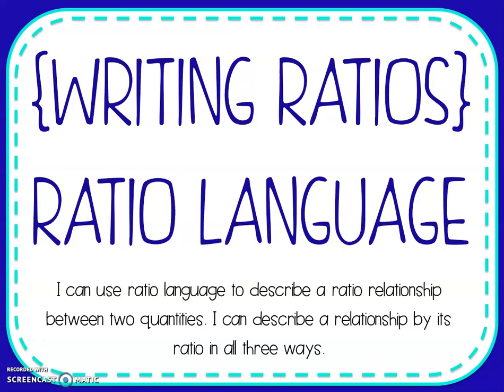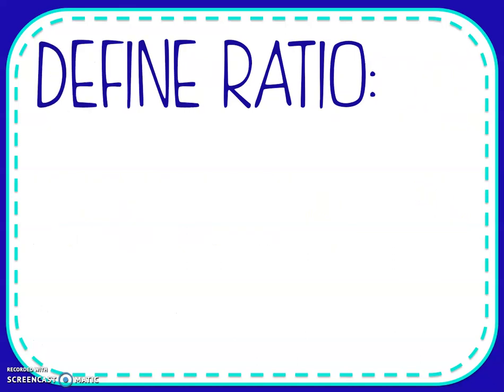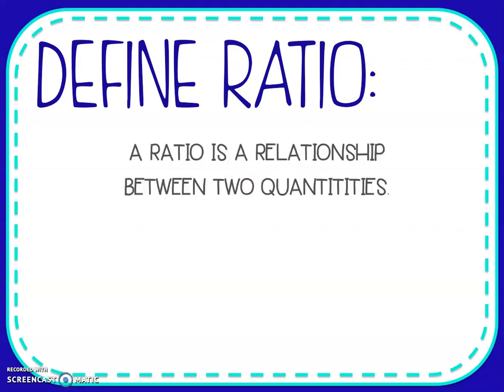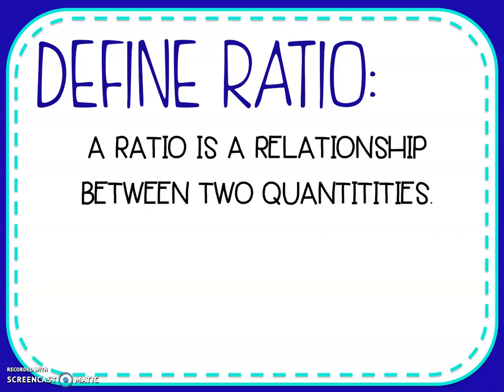Okay, so what we're going to do is we're going to work on writing ratios and how to use our ratio language. So the first thing that we need to do is we need to define a ratio. And as we're going through this, you need to be filling in your notes paper. On your notes paper, you're actually going to have to write out the definition. So if you need to pause the video to get the definition written down, that's fine. A ratio is a relationship between two quantities. Okay, so write that in the blank there.